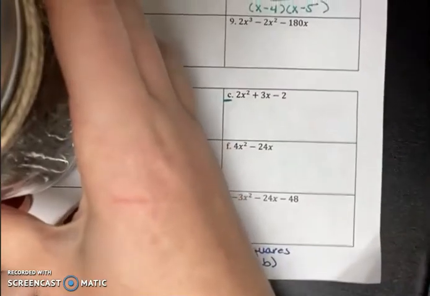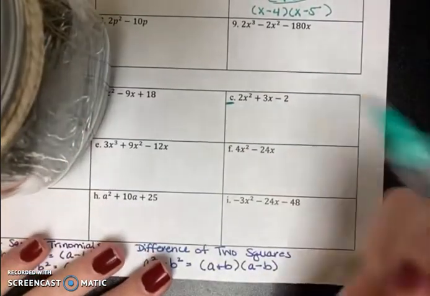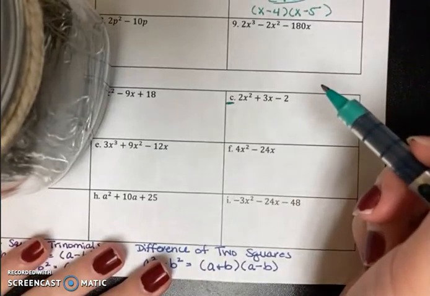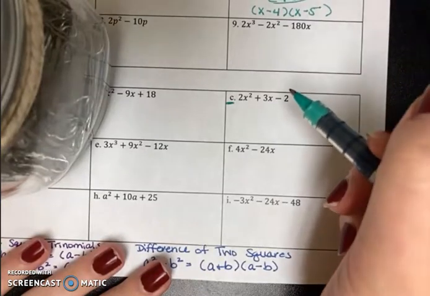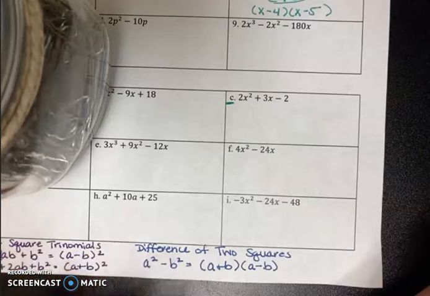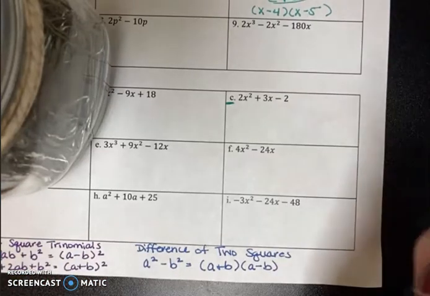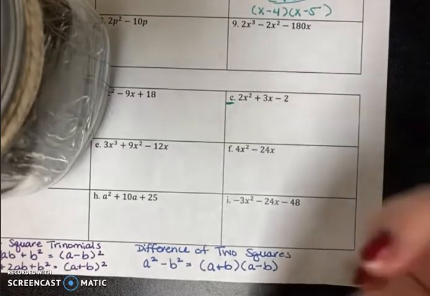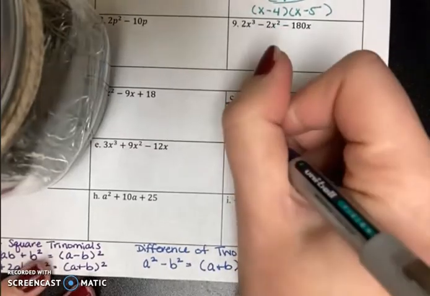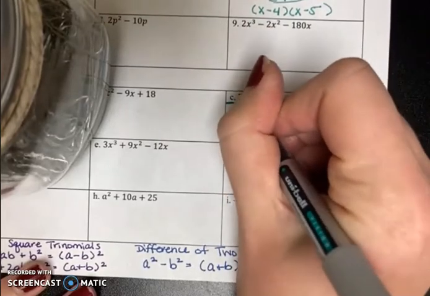Let's take a look at C. Once again, checking for a GCF. I do not have a GCF here. Not all three terms are divisible by the same number, and I can't pull out a variable. I cannot use guess and check because A does not equal 1, so this is an instance where you would have to use box method, if you remember me teaching you that.